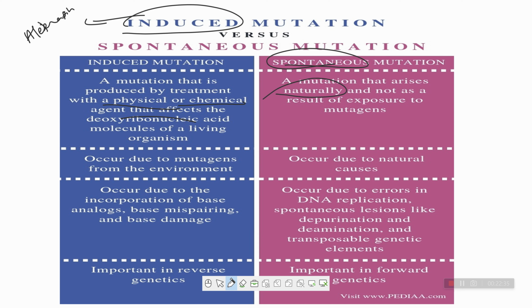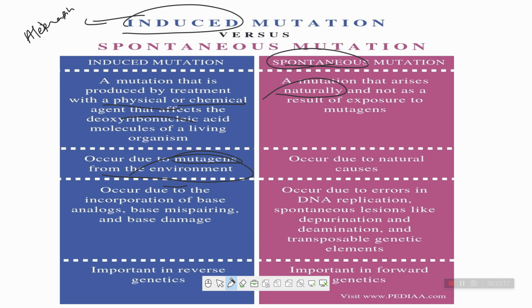So what is induced mutation? If a mutation occurs by a physical or chemical agent, that type of mutation is known as induced mutation. And a mutation that occurs by a natural agent, not by exposure to a mutagen, is known as spontaneous mutation. Induced mutation occurs due to mutagens present in the environment, mutagens like ethidium bromide and ultraviolet radiation.